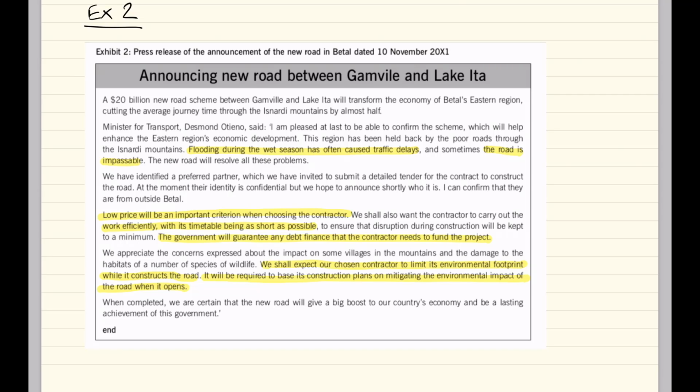It talks about the job being done very efficiently, as short as possible. It also says the government will guarantee debt finance. Also, when undertaking the project, we want to limit our environmental footprint. So quite a few points there that we could develop.